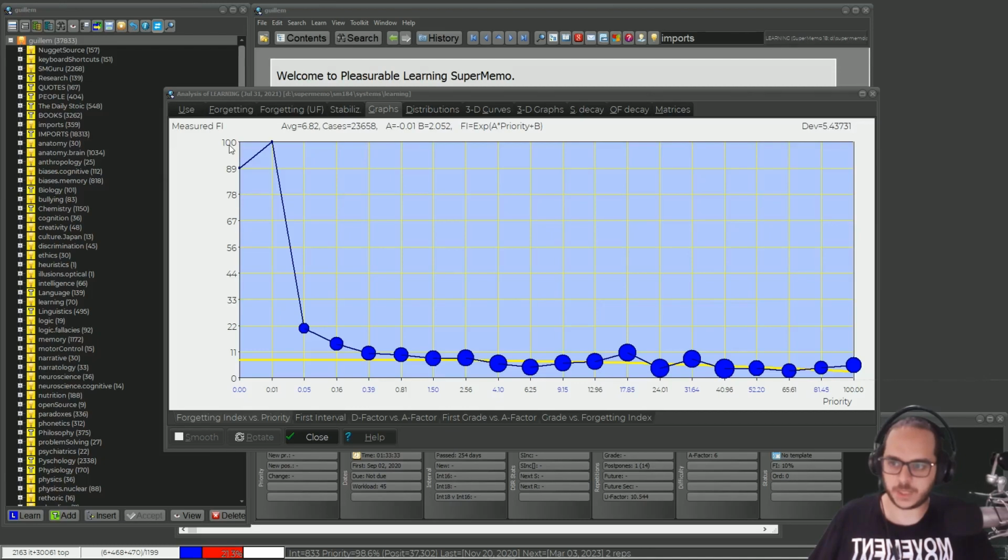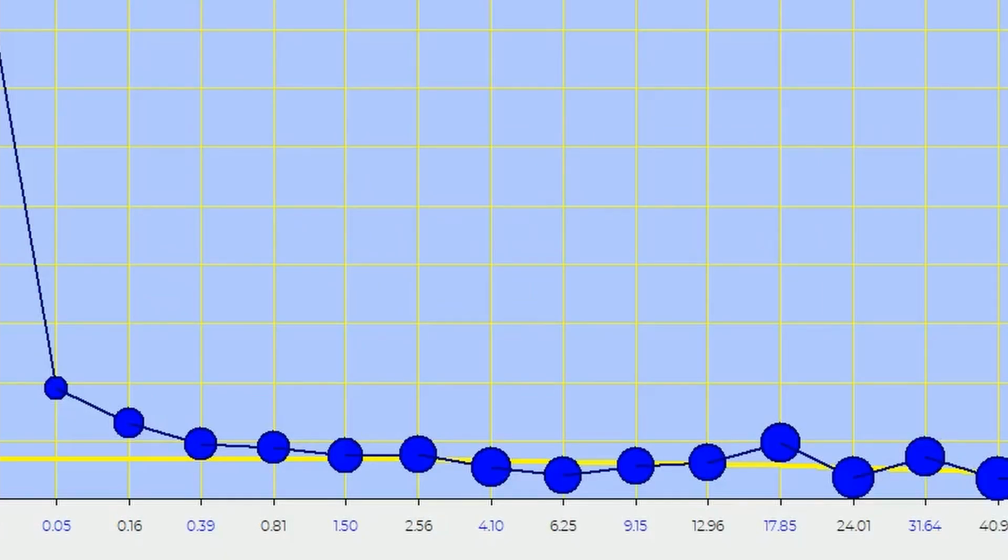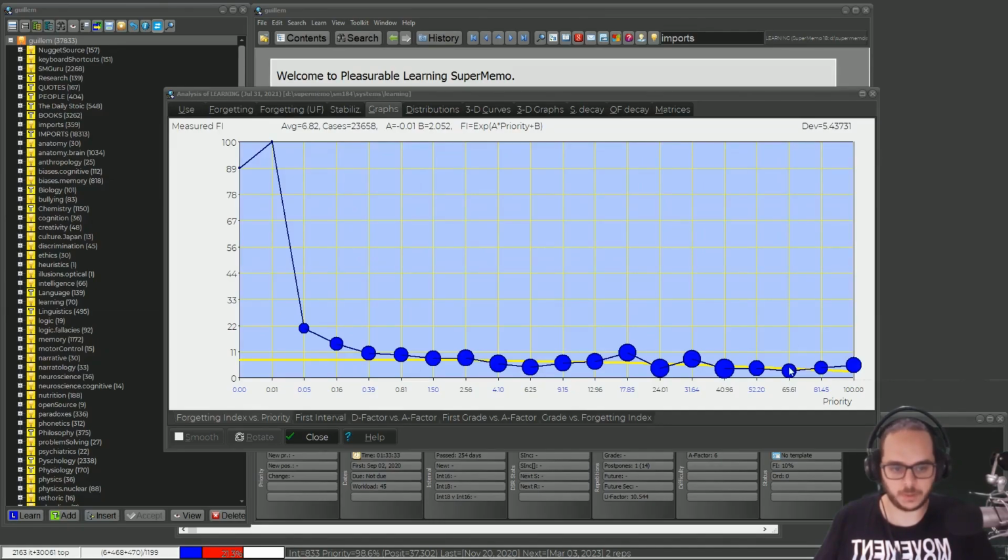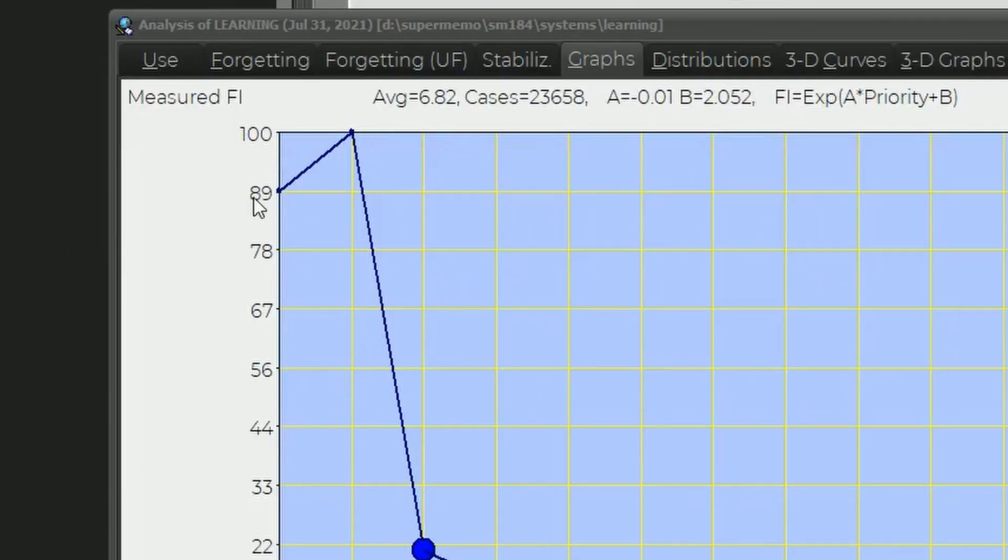Here you have the measured forgetting index, not the retention, the forgetting index. By default I set it to 10%, so we roughly have this first yellow line, which is pretty good, right? Sometimes it's below, sometimes slightly above. But what happens here is that I get a maximum of 100%.